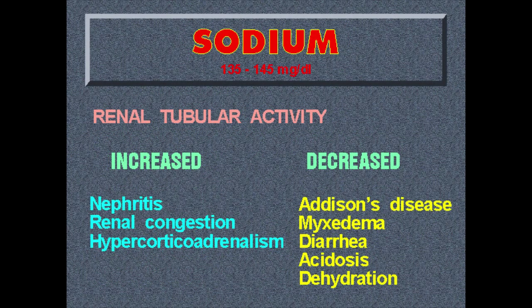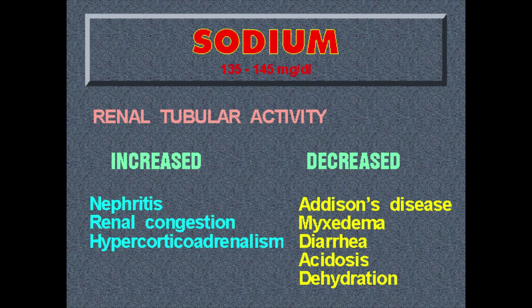Sodium should be kept between 135 and 145. Sodium is excreted by the kidneys, thus renal disorders can interfere with its elimination, and the sodium elevates in the blood. Sodium is influenced by the adrenals, which will increase sodium in hypercorticoadrenalism.